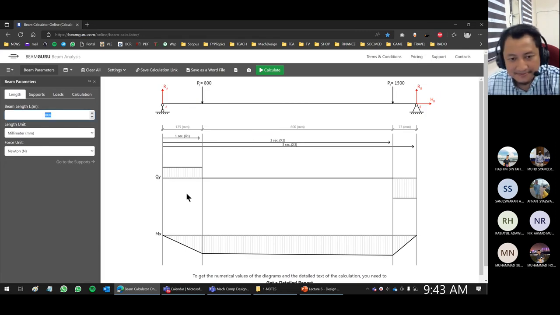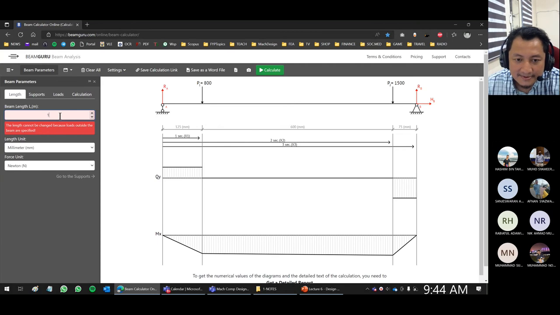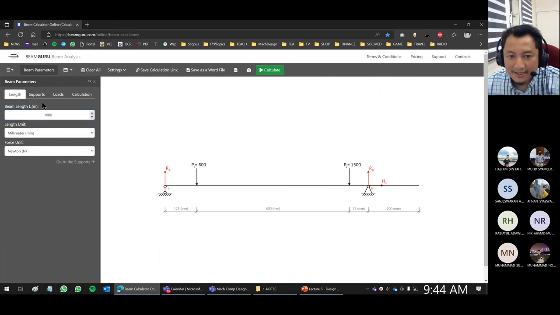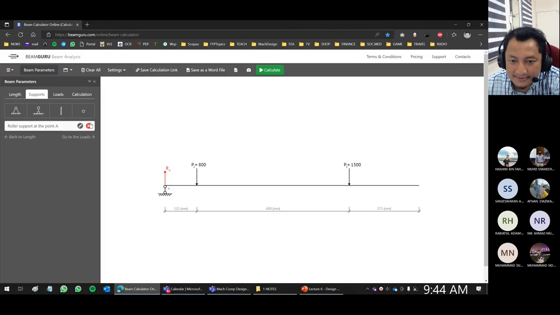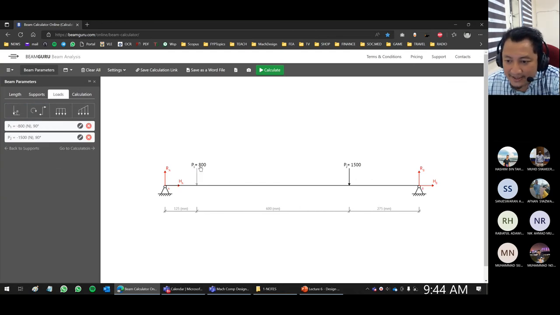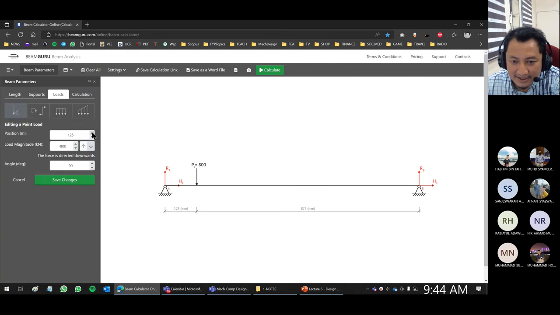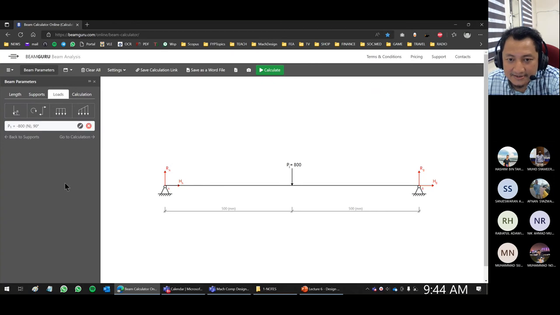Katalah length kamu 1 meter lah. Dia pakai meter. Oh, tak boleh. Okay, unit kita milimeter. So, 1000. Support kita dekat hujung. Simply supported on the left and on the right. Lepas tu load. Load saya yang ni boleh buang lah. Mungkin 800 ni je kan. Location dia dekat mana kena letak lah. Mungkin location dia tengah-tengah lah. Let's say tengah-tengah, so 500 lah. Save changes. Calculate.